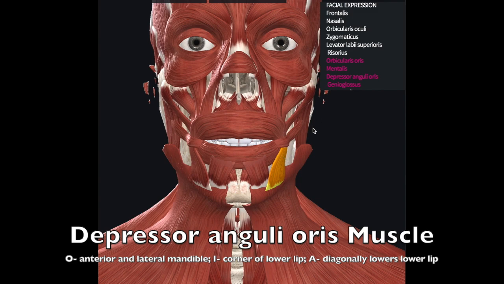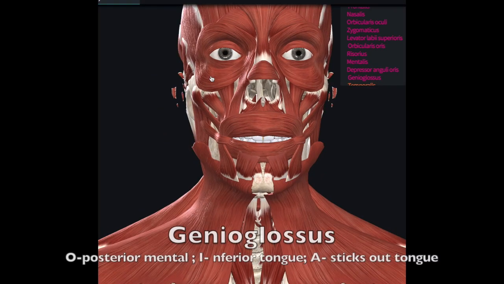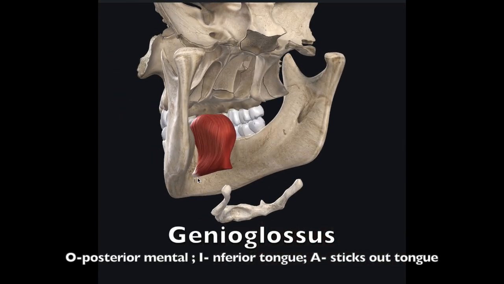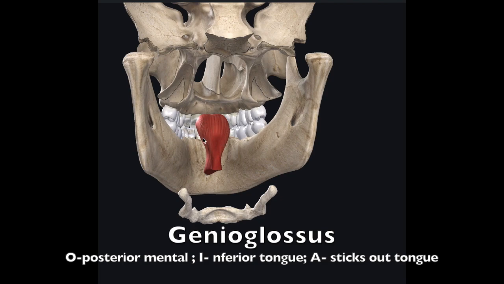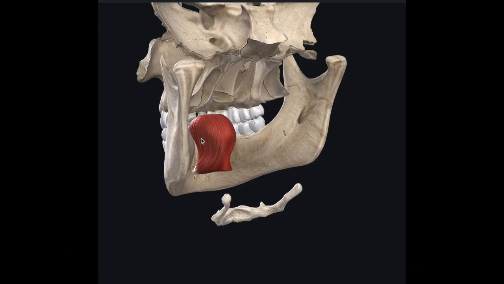And the last of the muscles technically is not a facial muscle, but I thought it very appropriate to include here. This muscle is called the genioglossus, and it's actually inside of our mouth, not on our face. So this muscle has an attachment on the inside part of our mandible, just in back of the mental, and its insertion is on the inferior portion of our tongue. So during contraction, it'll actually cause your tongue to protrude outward.